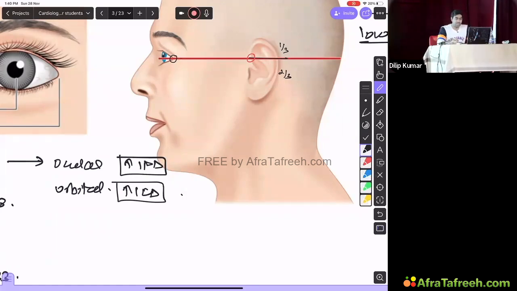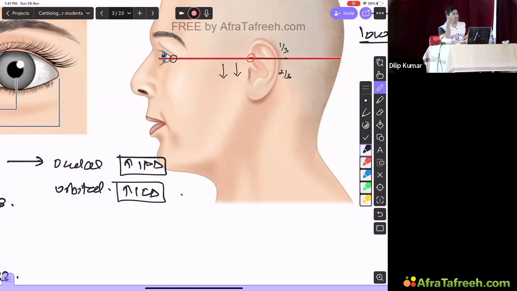But if the ear is located below this line, then we are going to call it low set ears. Do you understand? So a straight line drawn from the outer canthus should intersect at the root of the helix, or at the point of upper 1/3 and lower 2/3 of the ear. If the ears are located below that, then it is called low set ears. I'll show the obvious examples.